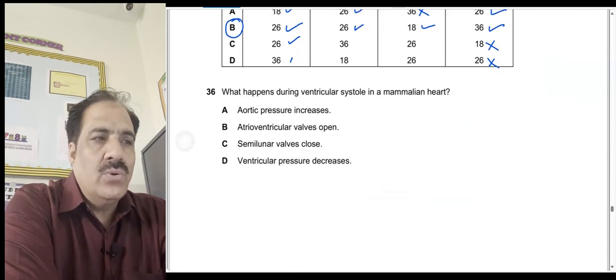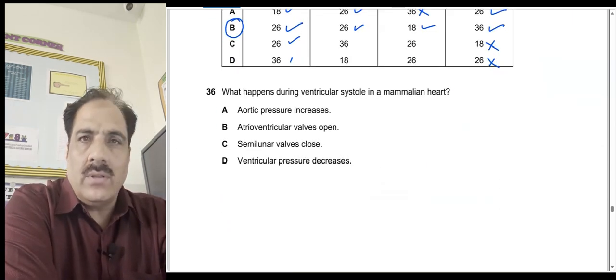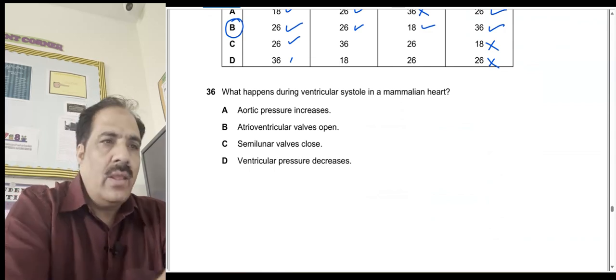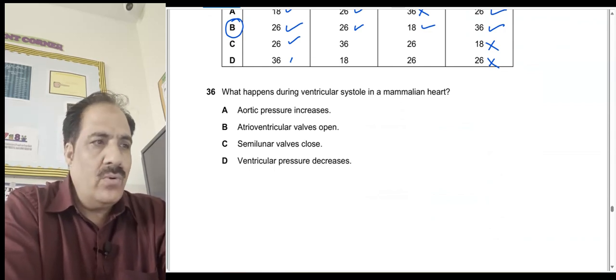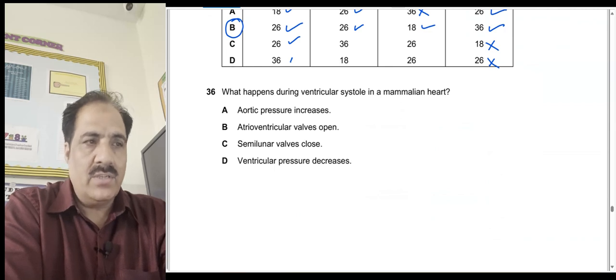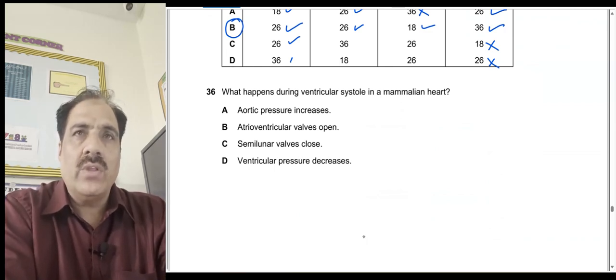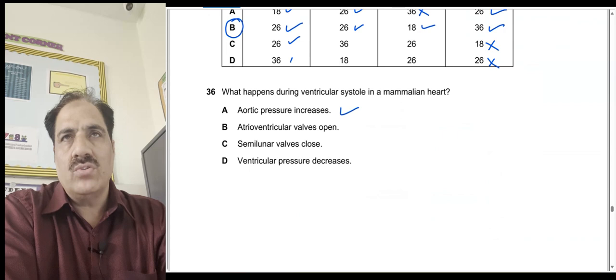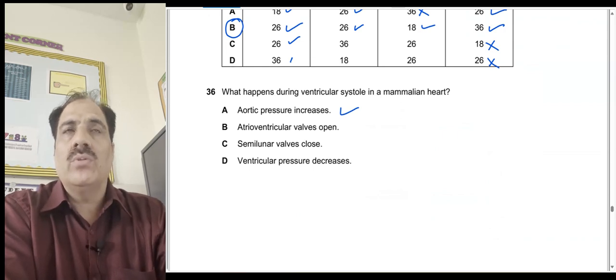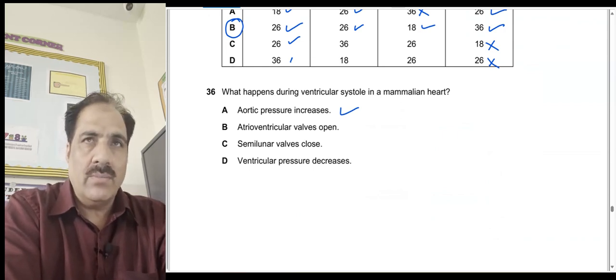What happens during ventricular systole in a mammalian heart? When the ventricles contract, we know aortic pressure increases. That's correct because the blood will be pushed into the aorta when the semilunar valve is open, and also blood will be pushed into the pulmonary artery. The semilunar valve is open in both of them.